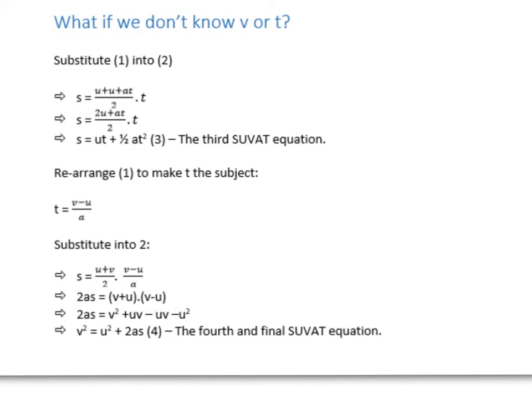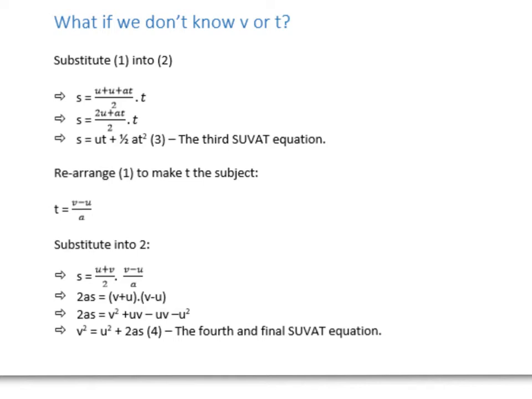So we're essentially, you see where this u plus at, we've substituted in for v. If we collect the terms, we get this expression here, and then if we do some cancelling out, we end up with s equals ut plus half at squared, and that's your third SUVAT equation, and you'll notice it doesn't include v at any point. You don't need to know the final speed.